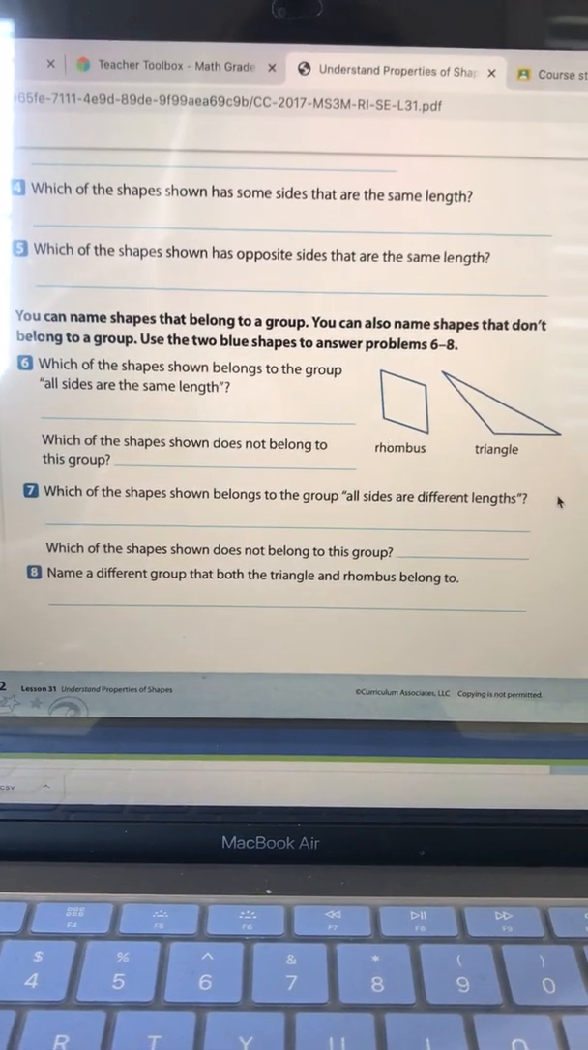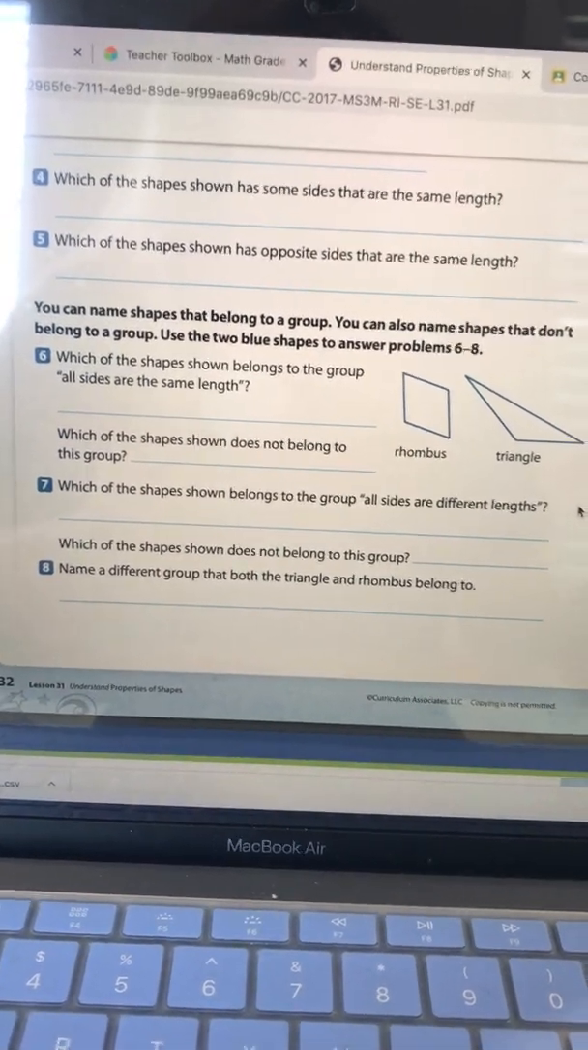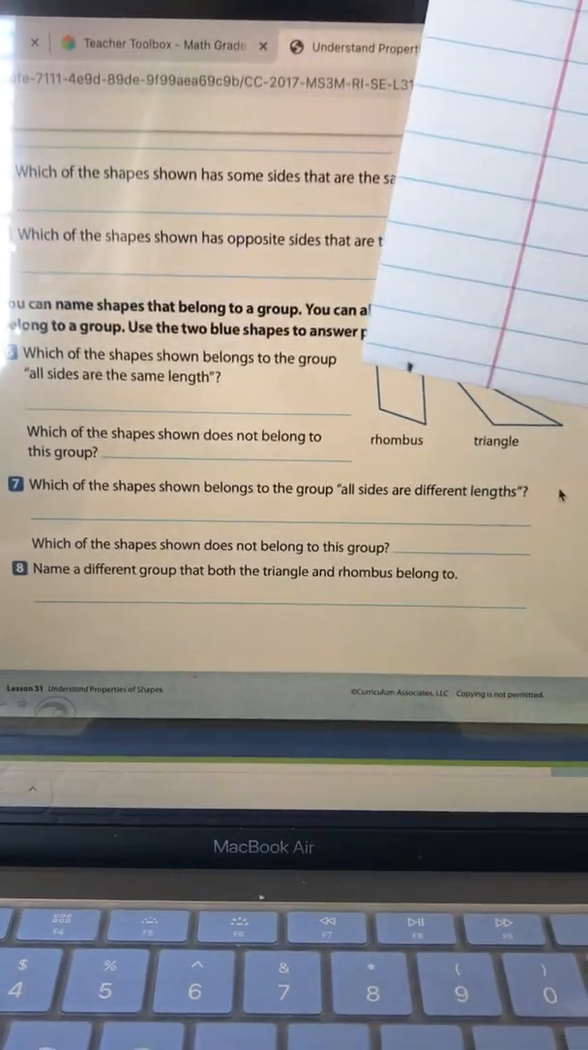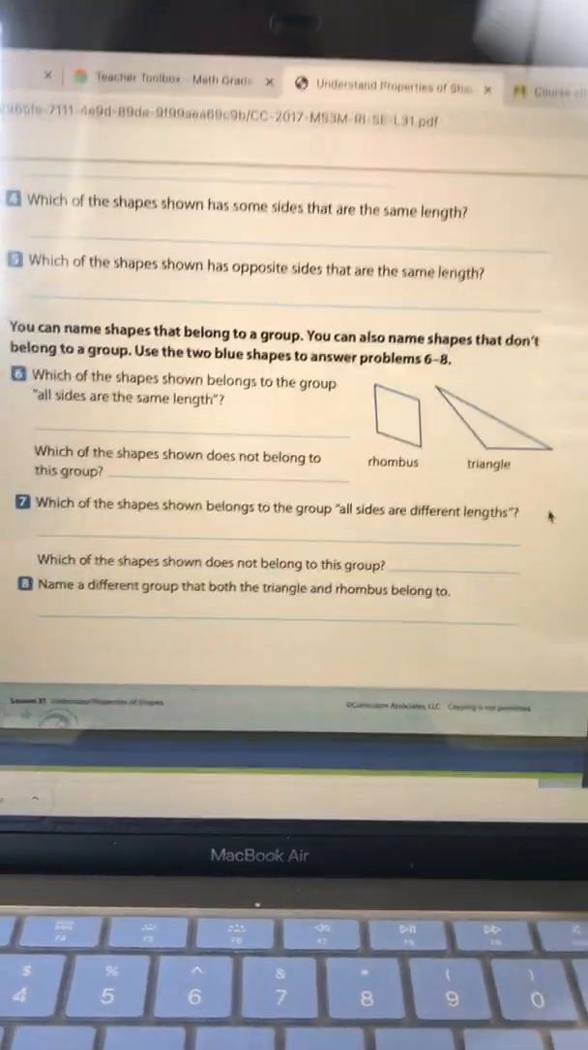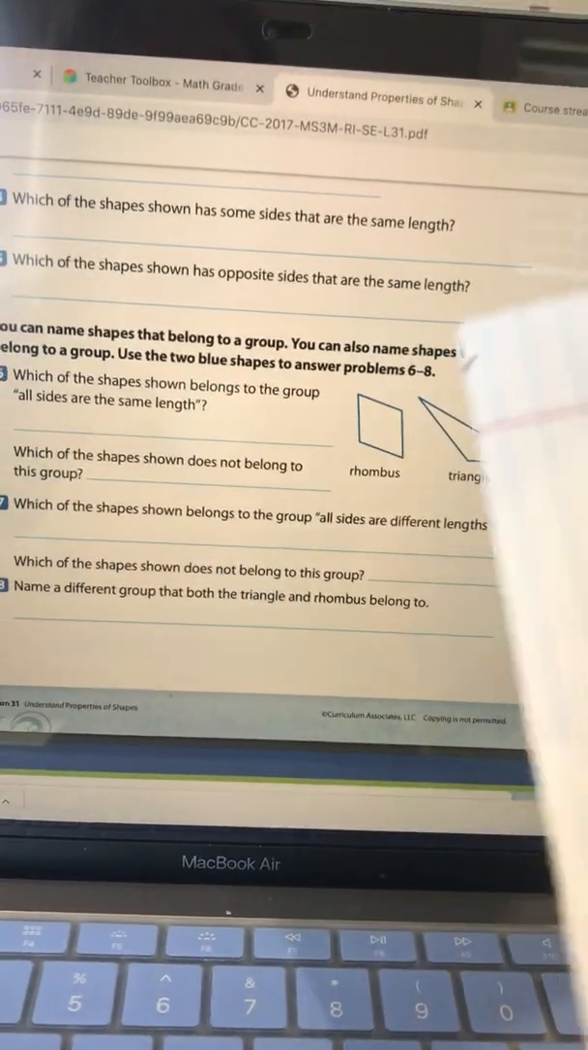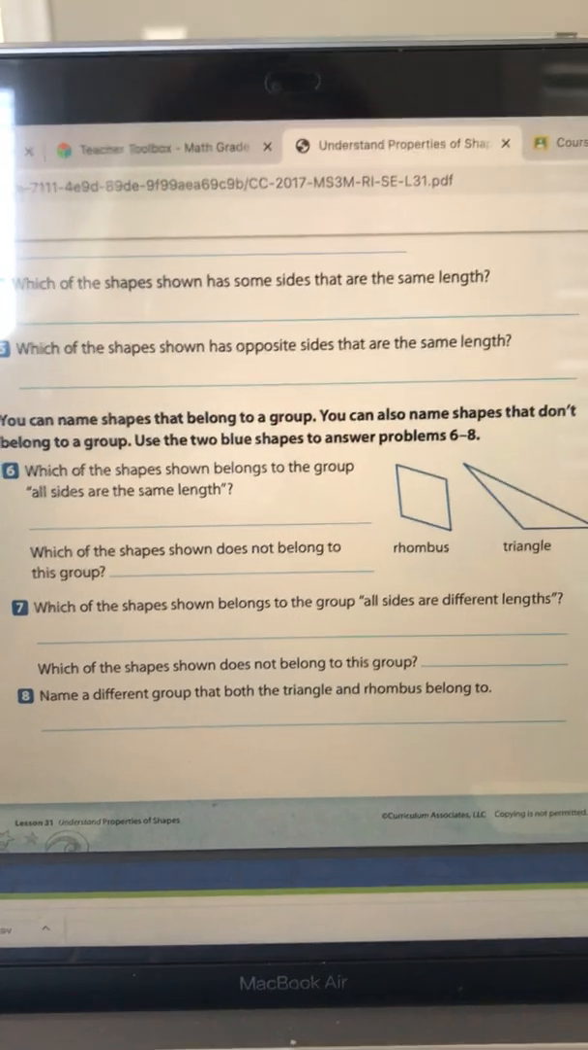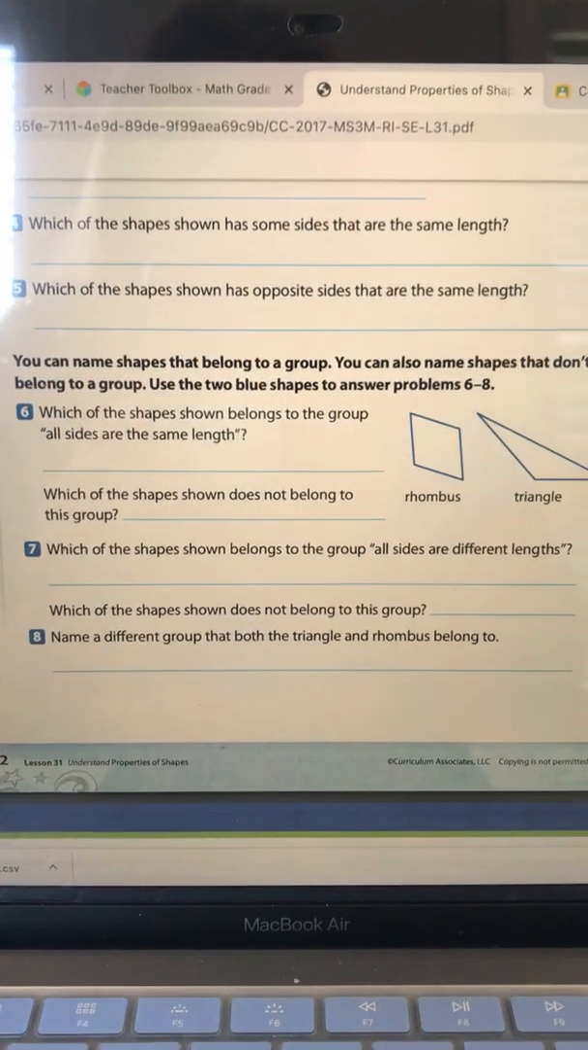Which one of those shapes would every side be the same length? And again, you could take your paper and actually measure those sides to see if they are indeed all the same length, and they are. So only the rhombus has all sides the same length.